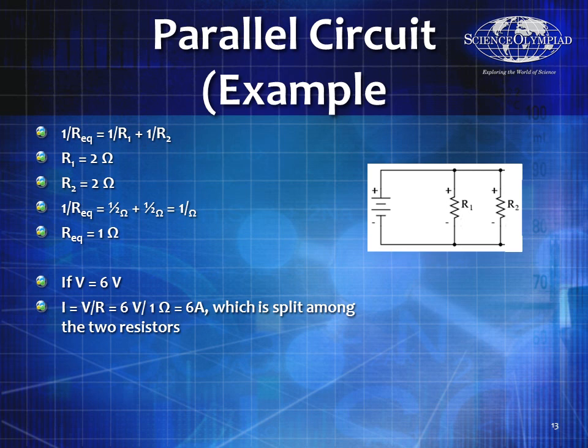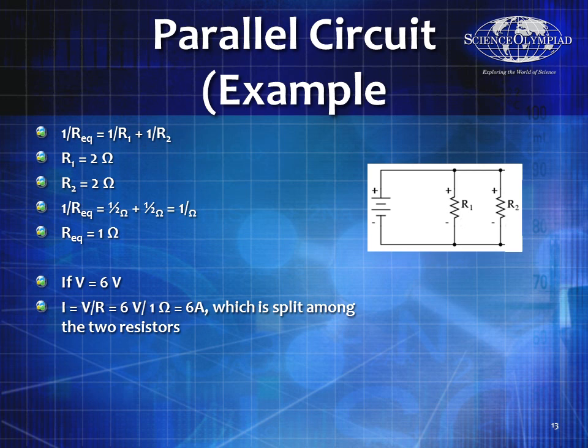So let's look at this example. It's just a 2 resistor example. So 1 over R equivalent is equal to 1 over R1 plus 1 over R2. So if R1 and R2 are both equal to 2 ohms, R equivalent ends up being equal to 1 ohm. Okay? Now, if the voltage is equal to 6 volts, then the current coming through the battery is going to be 6 amps.